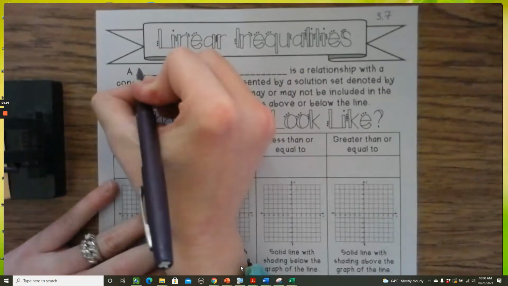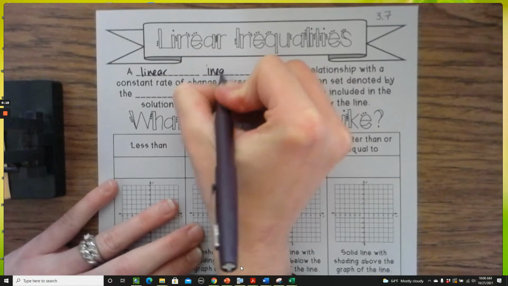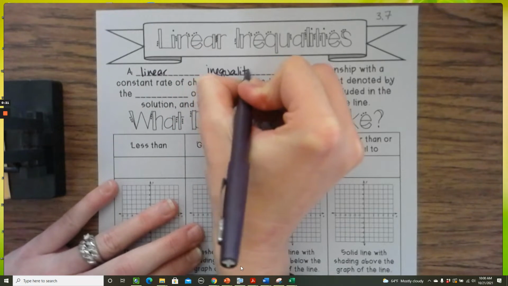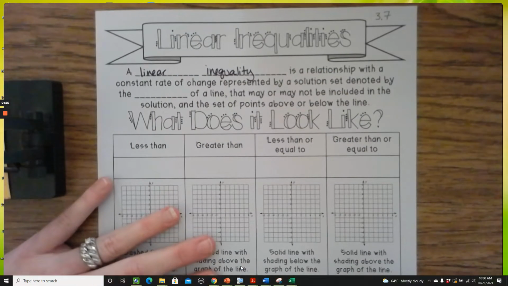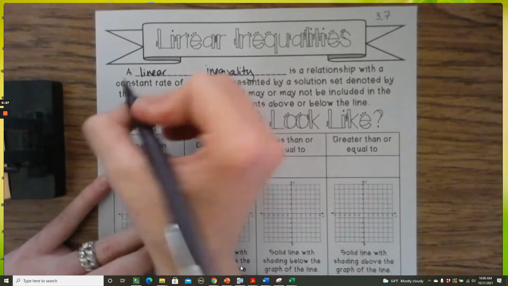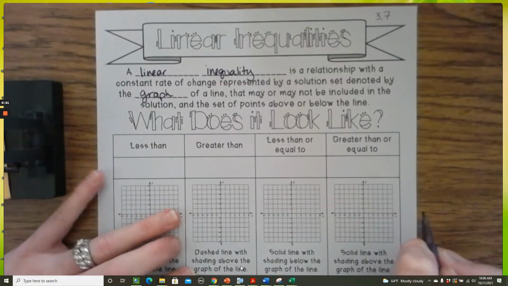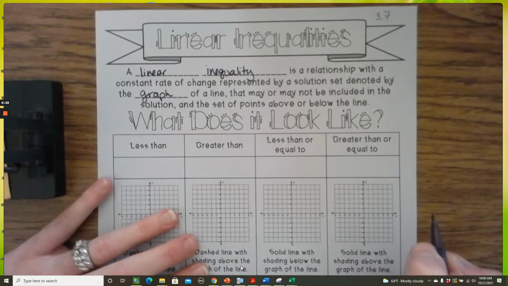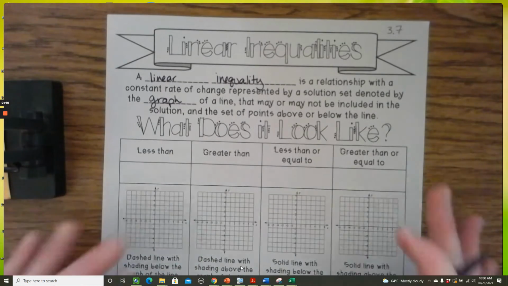So, a linear inequality is a relationship with a constant rate of change represented by a solution set denoted by the graph of a line that may or may not be included in the solution and the set of points above or below the line. That is a long definition. So let's just start out with, what does it look like?